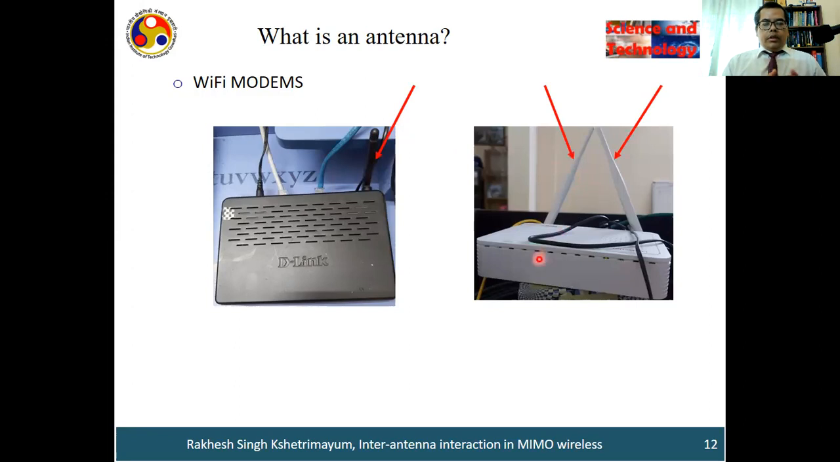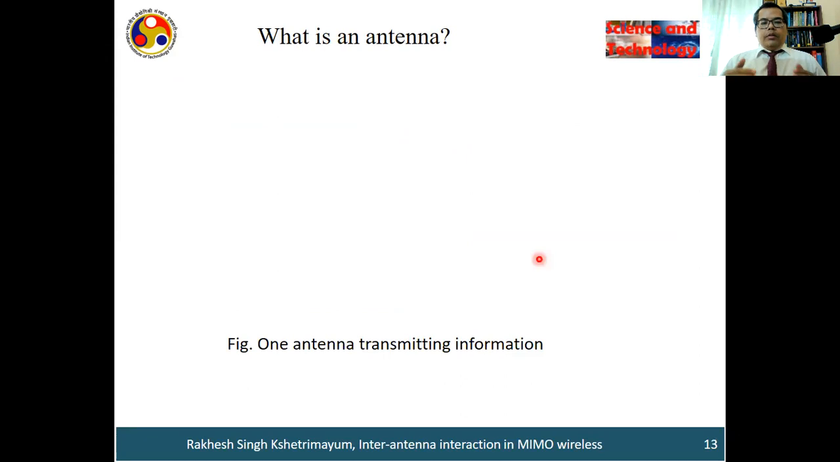So what you're seeing is that over the years, we're seeing many antennas. Instead of just a single antenna, we have multiple antennas. So what may be the possible reason for employing these multiple antennas? Let's consider one single antenna transmitting information. This Y-shaped structure is the symbol for an antenna. This is transmitting information in all directions.